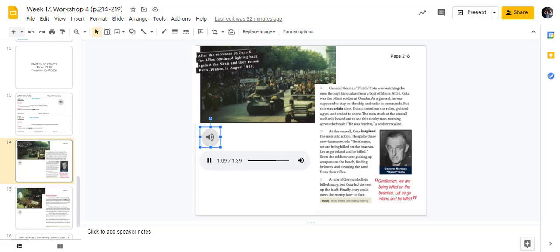At the seawall, Cota inspired the men into action. He spoke these now famous words. Gentlemen, we are being killed on the beaches. Let us go inland and be killed. Soon the soldiers were picking up weapons on the beach, finding helmets, and cleaning the sand from their rifles. A rain of German bullets killed many, but Cota led the rest off the bluff. Finally, they could meet the enemy face to face.